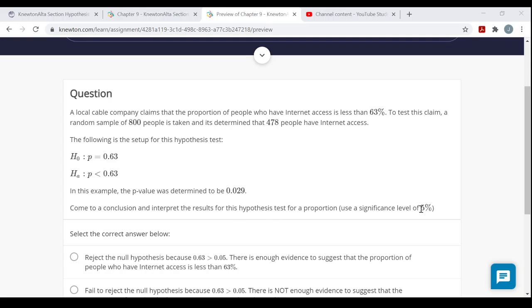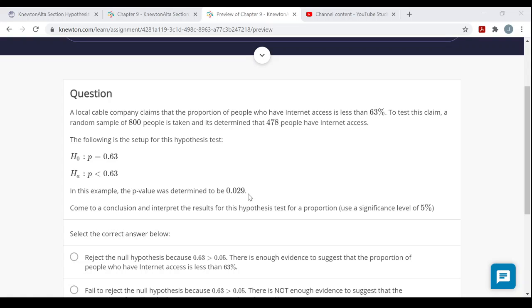It says come to a conclusion and interpret the results for this hypothesis test for a proportion using a significance level of 5%. So this is your alpha. So remember, once you have the p-value determined, it's very simple to make your decision. You compare the p-value to alpha. If the p-value is less than or equal to alpha, you're going to reject the assumption of the null hypothesis. If the p-value is greater than alpha, you're going to fail to reject the assumption from the null hypothesis. So here we have 0.029 as our p-value, 5% or 0.05 is our alpha.